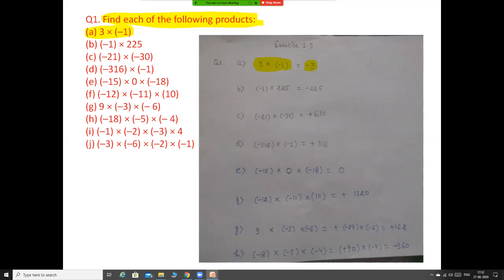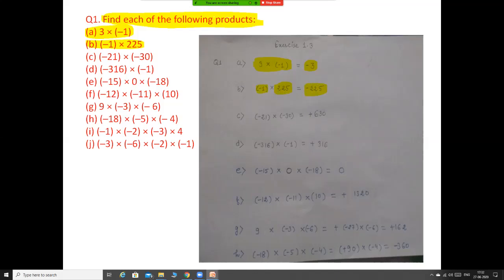Now we have the second part, B part, minus 1 into 225. How to multiply? Minus 1 into 225. Answer is minus 225.